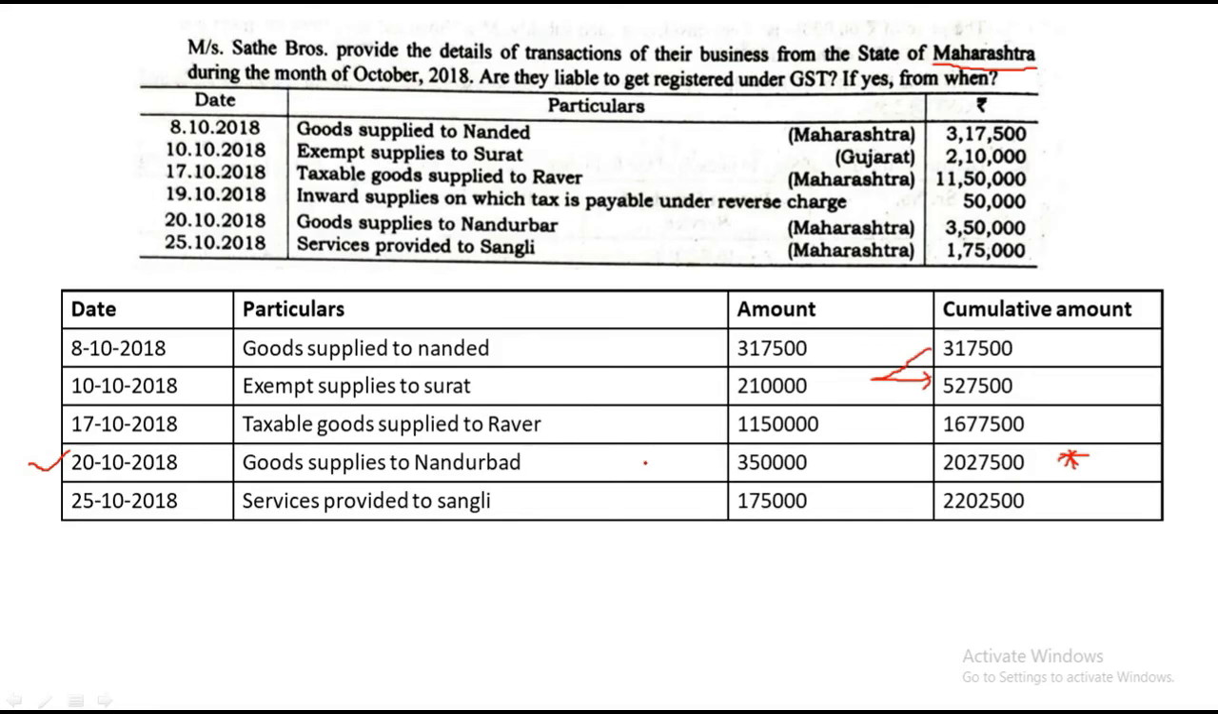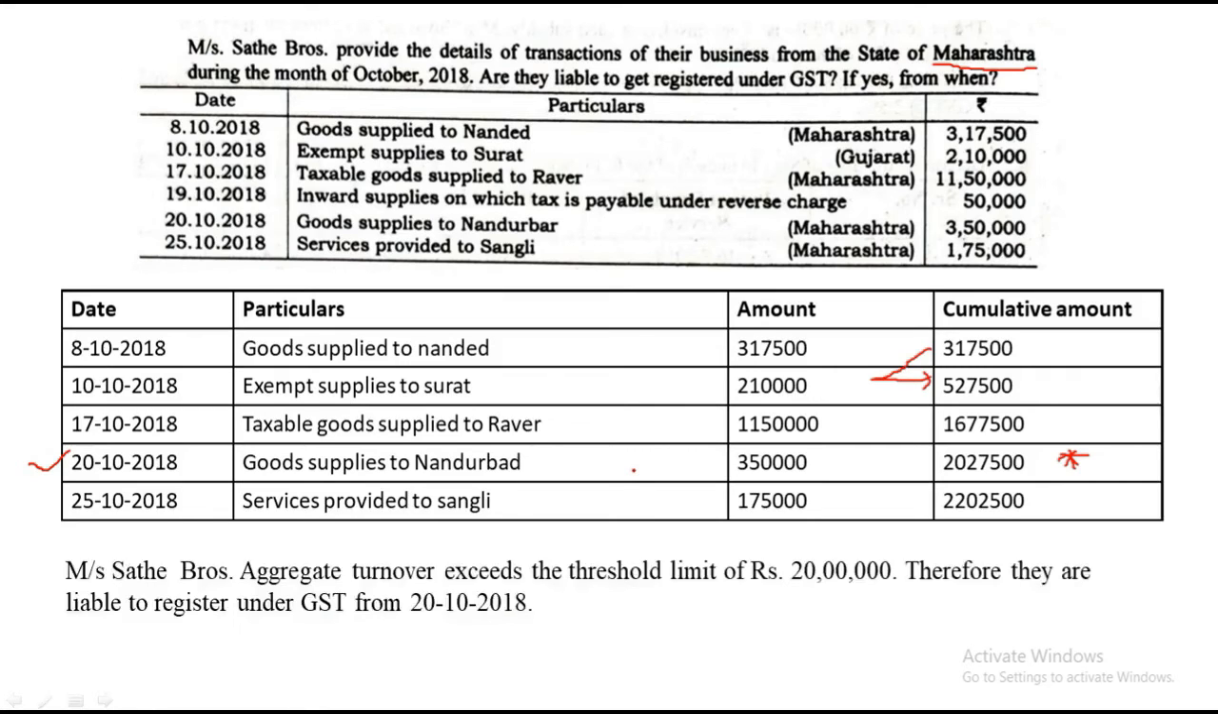So see our final statement: Sate Brothers' aggregate turnover exceeded the threshold limit of 20 lakhs. Therefore, they are liable to register under GST from 20th October 2018. Just the date when it goes beyond, the date where it has exceeded the threshold limit, that date becomes the date on which he has to register under GST. That is the date on which his threshold limit has been surpassed.